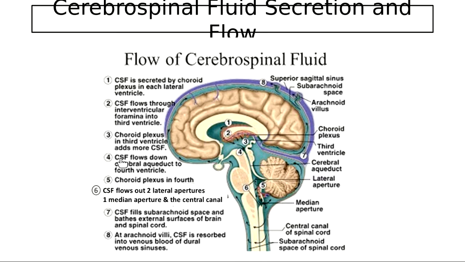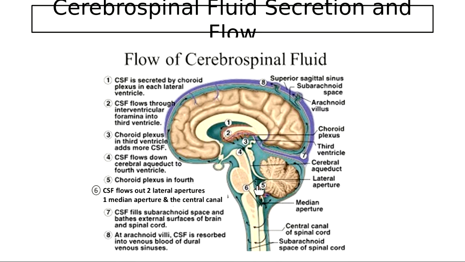Number 4, cerebrospinal fluid flows down the cerebral aqueduct to the fourth ventricle. So here's from the third down the cerebral aqueduct. There it is, right? It's labeled to the fourth ventricle, which is at the base of this tree here called the arbor vitae. Arbor is a tree, and vita is life. Looks like a tree. So here's the fourth ventricle down here. And there's a choroid plexus in the fourth ventricle. There it is, number 5, choroid plexus in the fourth.